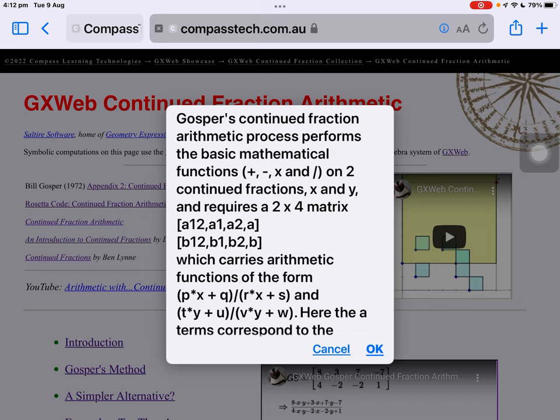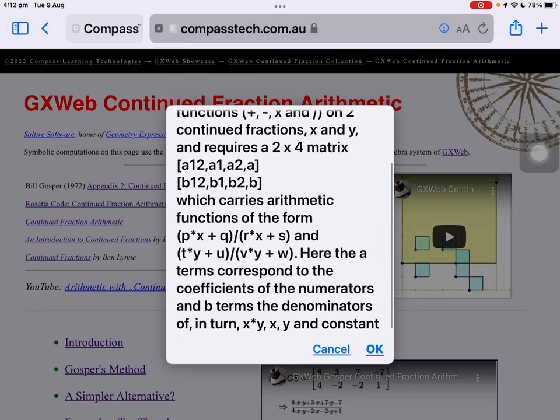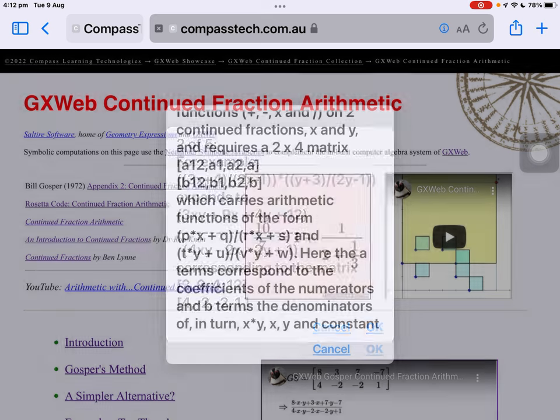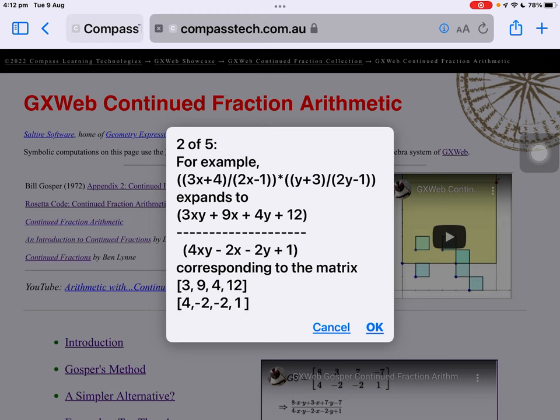This matrix carries arithmetic functions of the form Px plus Q over Rx plus S and ty plus u over vy plus w. The a terms correspond to the coefficients of the numerators and b terms the denominators of, in turn, x times y, x, y, and a constant term. If that means very little to you, an example will help, I'm sure.